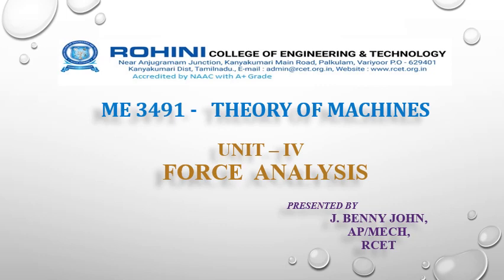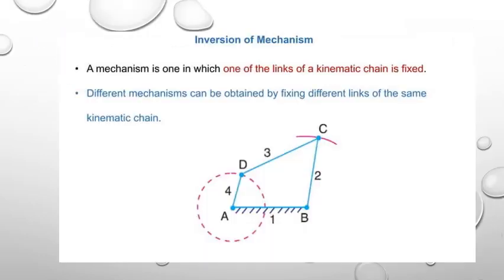Today we are going to see the theory of machines. In that, this chapter is Unit 4, force analysis, where we are discussing inversion of mechanism. First of all, inversion of mechanism: there are four kinds of inversion mechanisms. The first one is the four bar mechanism. Initially, in a mechanism, one of the links of the kinematic chain is fixed.